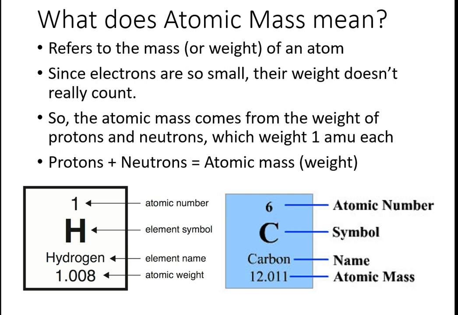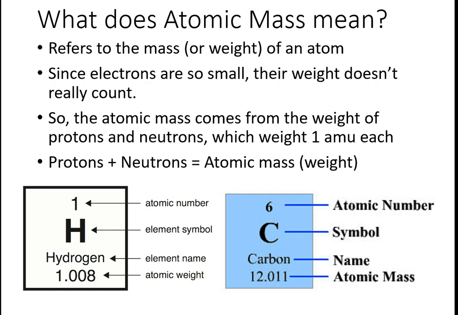So it would be kind of like counting a single hair on your head and how much it contributes to your overall weight. It really doesn't, so we don't count it. So then the rest of the atomic mass or the atomic weight comes from the weight of the protons and the neutrons. Now when we look at protons and neutrons, remember those are found in the nucleus of an atom, so they're kind of the core part of the atom, and it makes sense that they have the most weight.